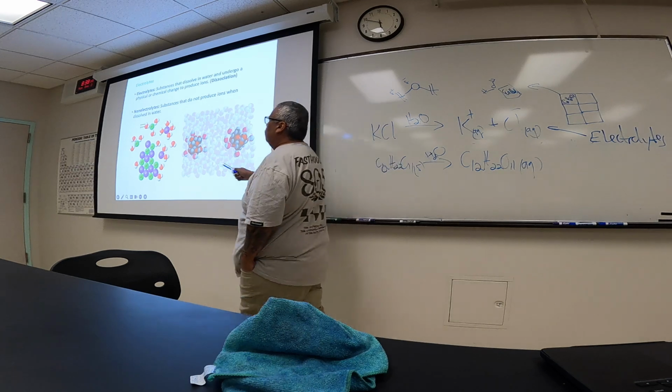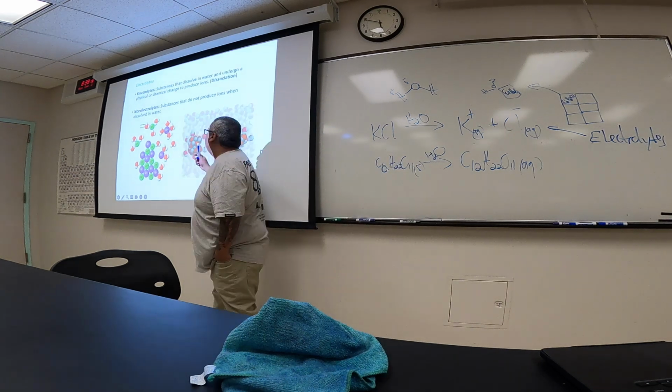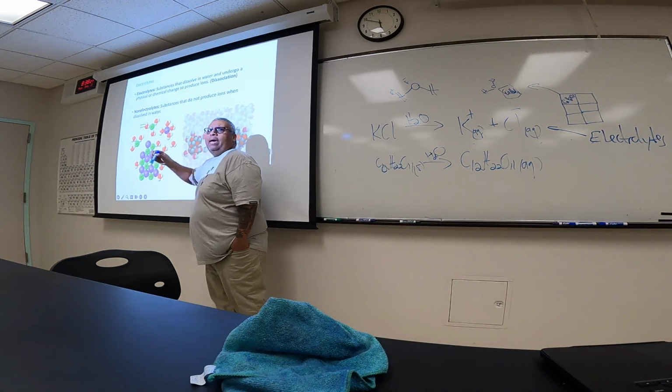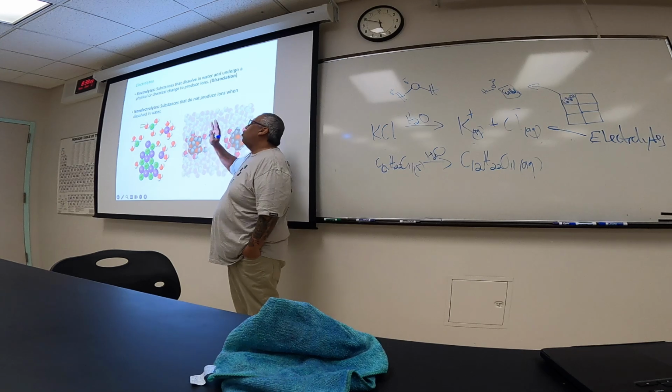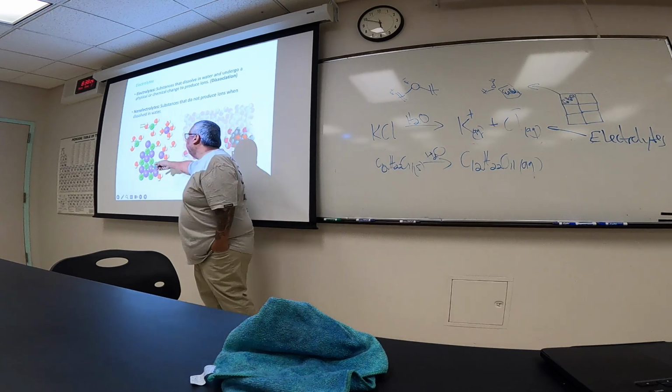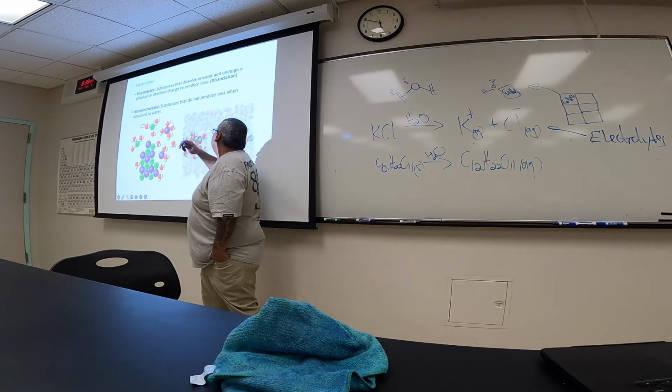But this is the difference between our electrolytes, which come from these ionic substances. And again, there are some covalent molecules that will also dissociate this way.